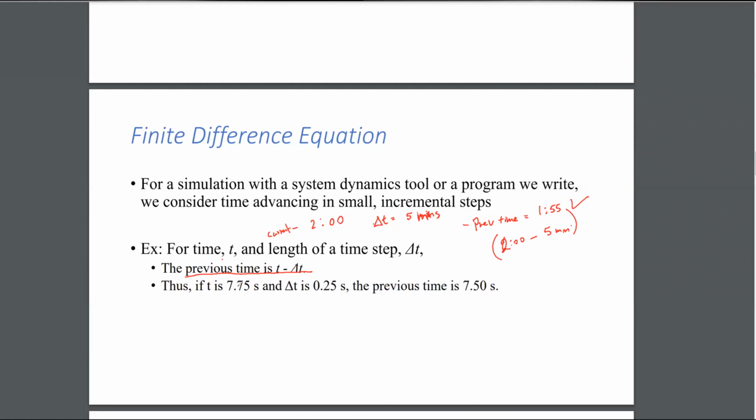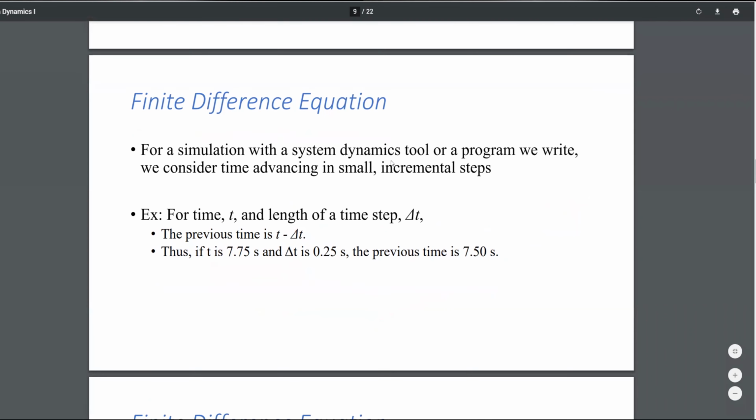Right. So here it says you have 7.75 seconds, and delta t is 0.25 seconds, and the previous time is obviously 7.75 minus 0.25, which gives you 7.5 seconds. You don't have to worry about that, okay? That's just a simple calculation. So that is another baby step. You have done this tons of times in high school.